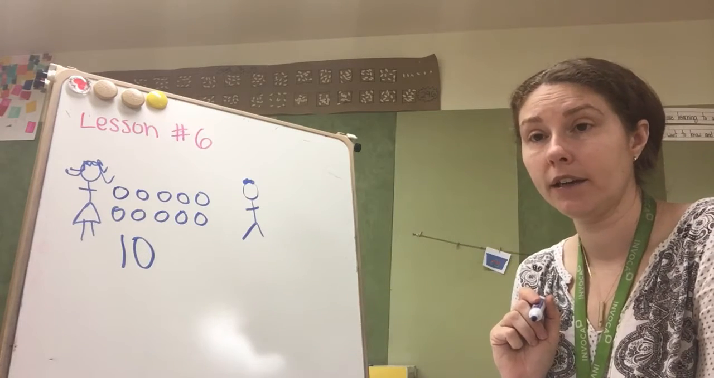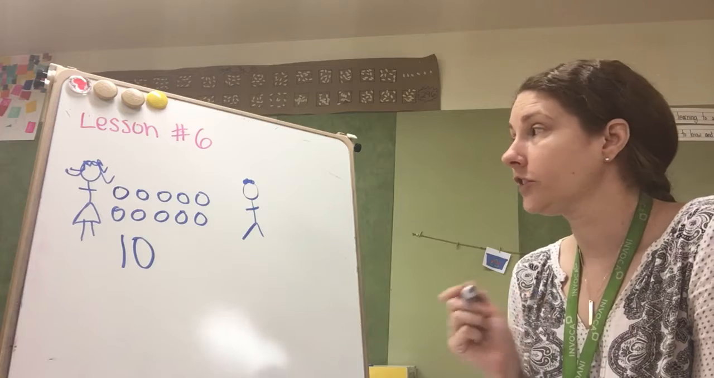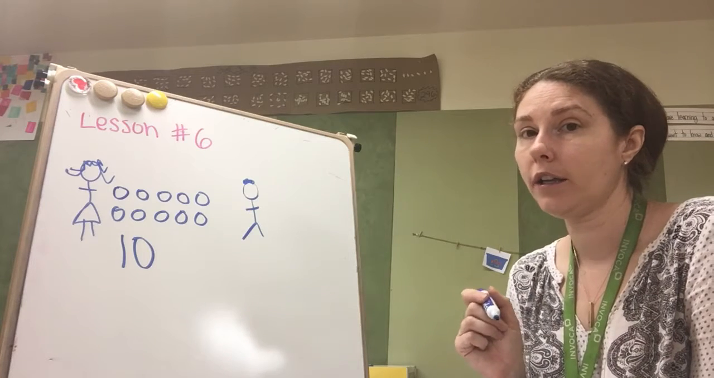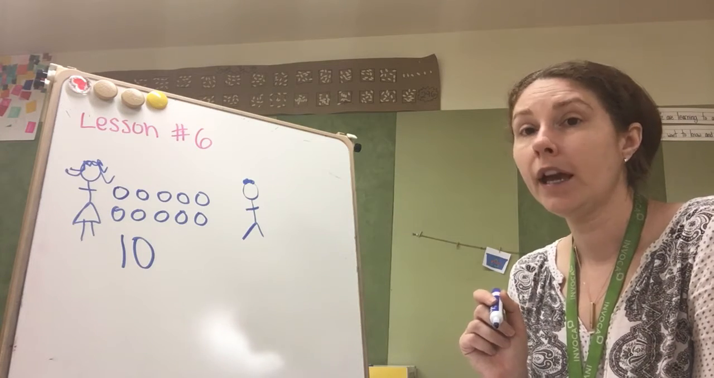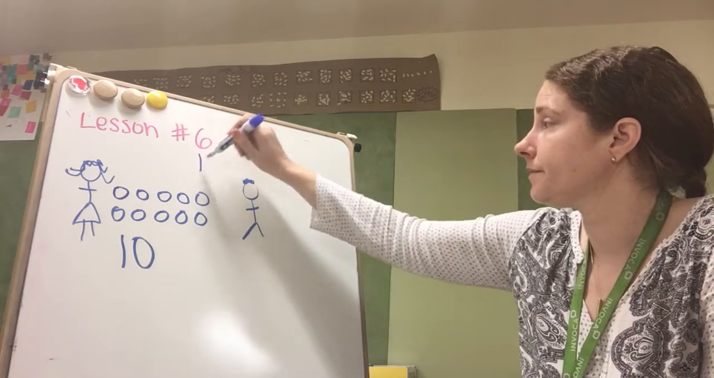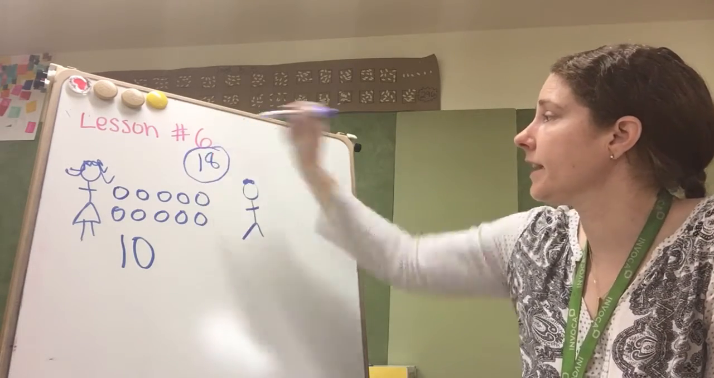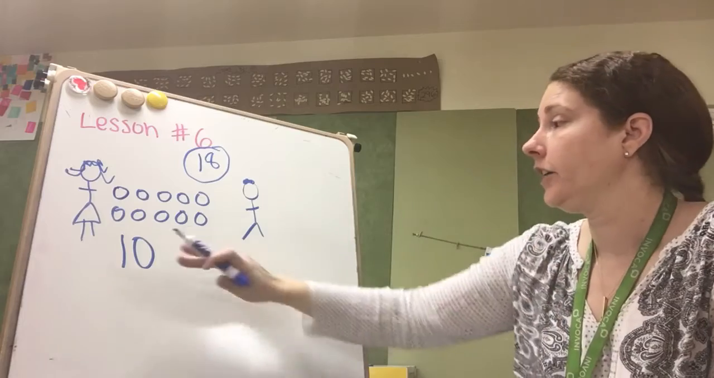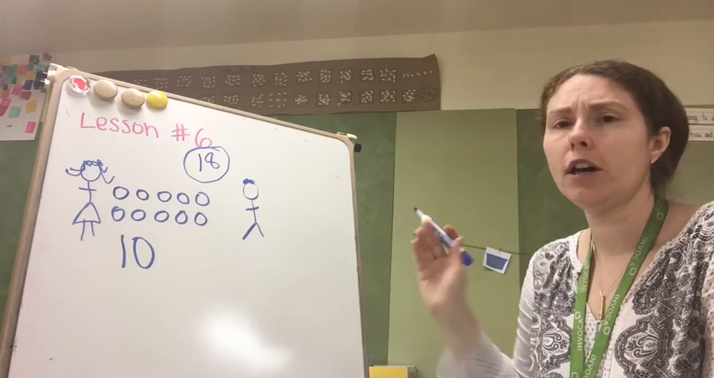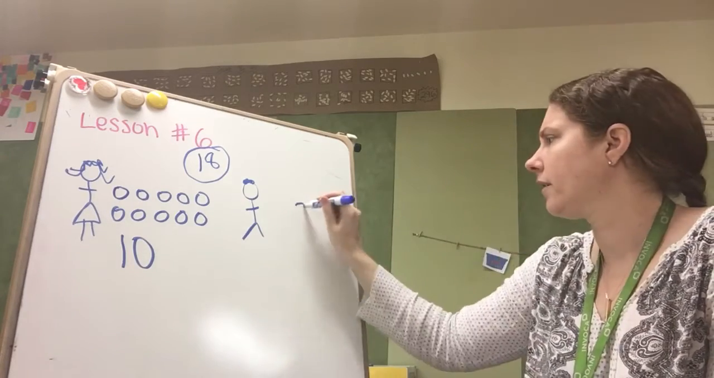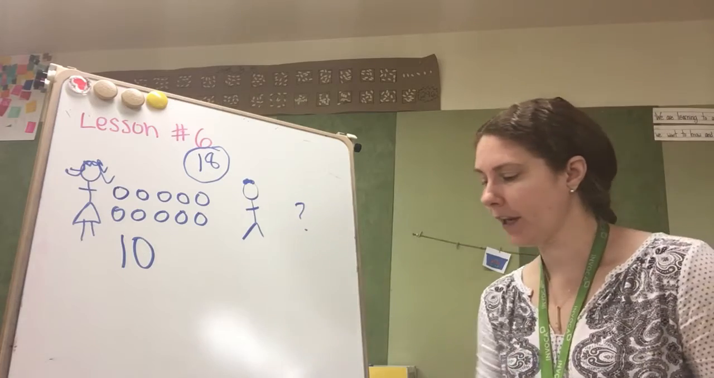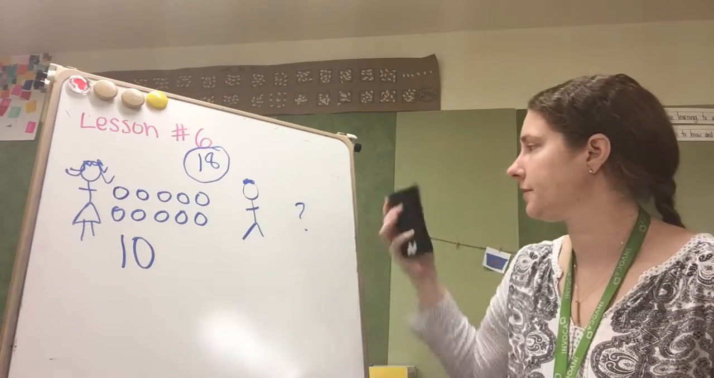10 girls are playing on the yard. Now I told you how many we had in total. Does anybody remember? Yeah, it was 18. 18 kids were playing all together. So I have 10. So how many boys were playing? We've got to figure out the number of boys.